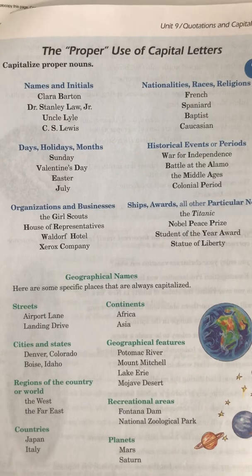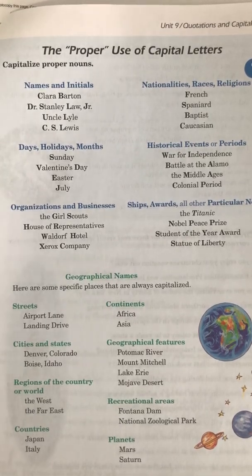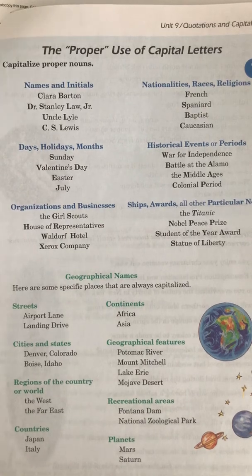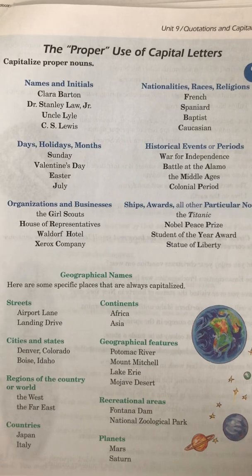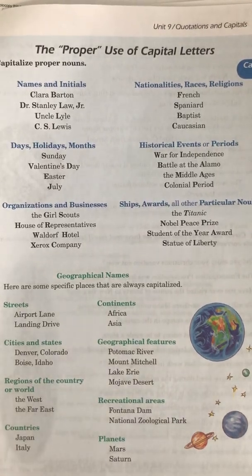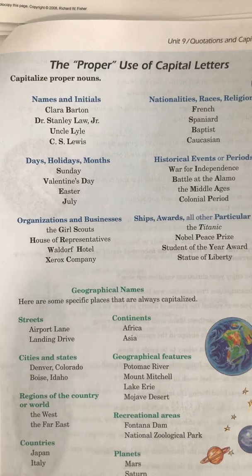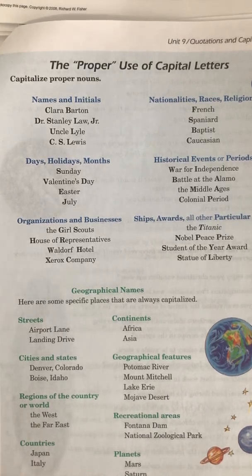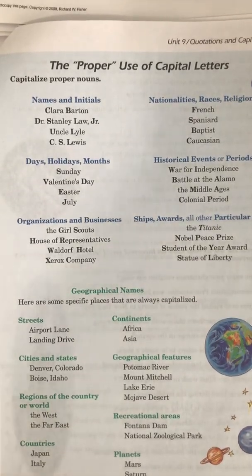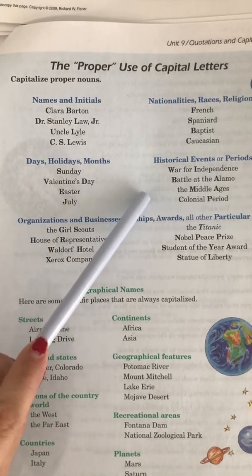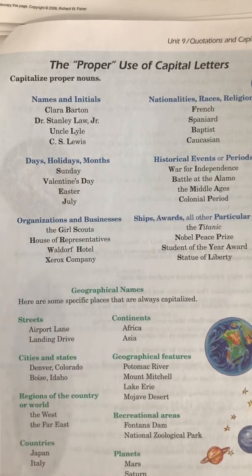Here for Thursday for language arts, we have page 165 and 166. So here for 165, we just have a cheat sheet for the proper use of capital letters. This is just a sheet that you can come back to remind yourself of which words and which letters should be capitalized. So this one has proper nouns. As we know, the difference between common nouns and proper nouns, all proper nouns should be capitalized. For example, the names and initials of people, nationalities, races, and religions, days, holidays, and months, historical events or periods, organizations and businesses, ships, awards, all other particular nouns.